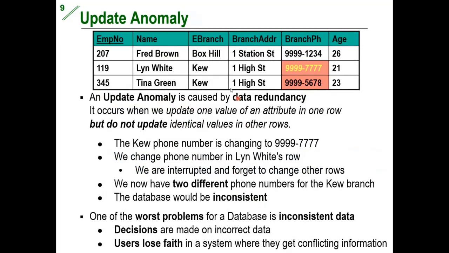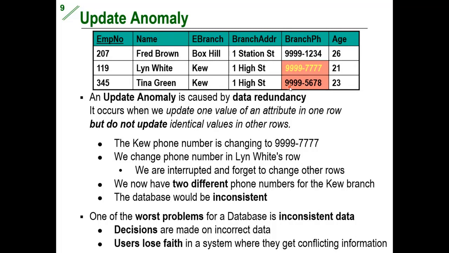Now imagine we want to change our branch phone numbers. You can see the Q branch in this case appears twice, so do the branch phone numbers. While I am doing updates row by row, say for example at row 119, maybe I get interrupted. Maybe my son comes and says, "Oh, Dad, I want to play with you." So I play, come back, and I forget to update the second row.